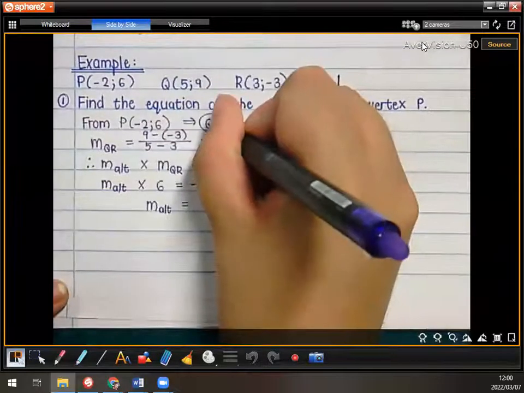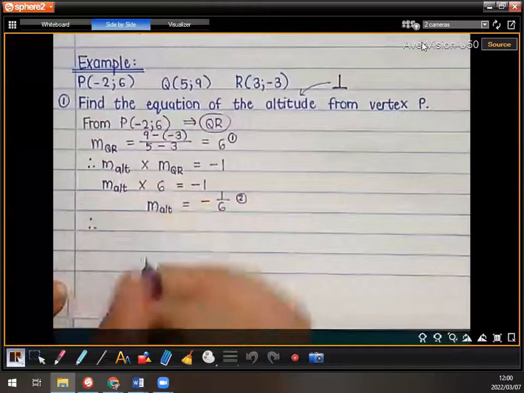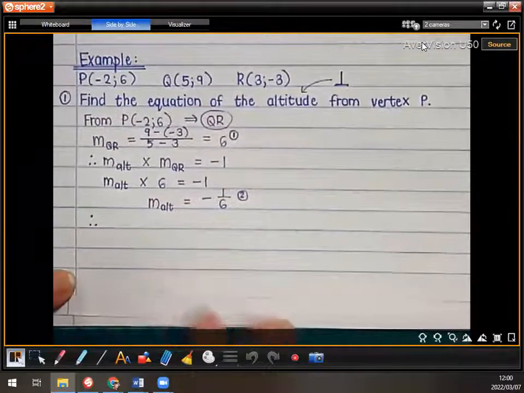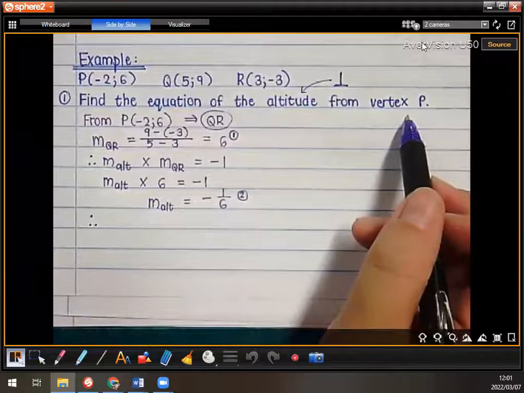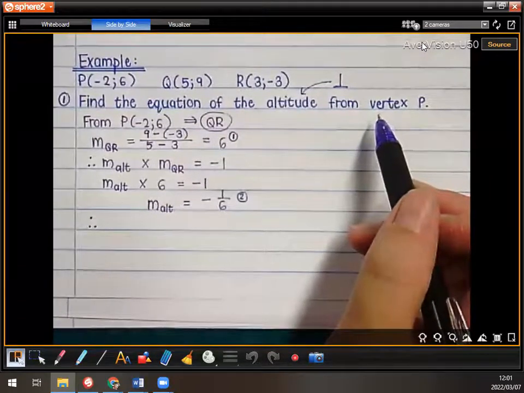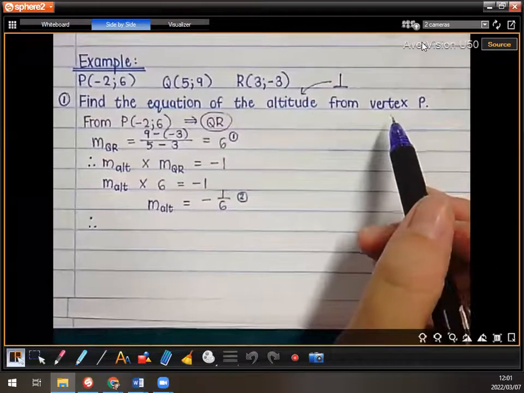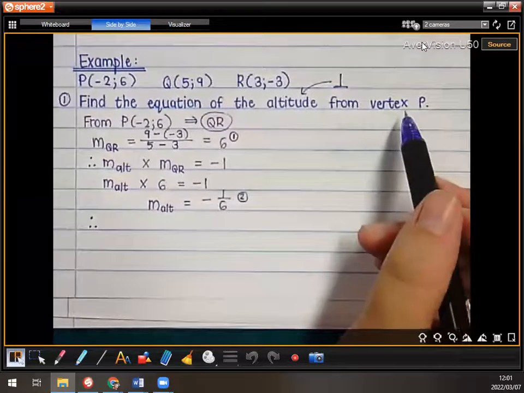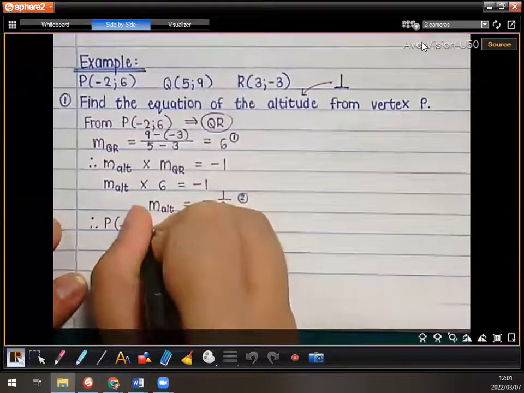Maybe you just want to write there, this was step 1, this is step 2. Therefore, now I'm going to sub in. Which point are we allowed to sub in now, guys? If we're finding the equation of the altitude, remember they said it's from vertex P. So which point must I sub in? What point actually lies on that line? Point P. It's saying from vertex P, so P lies on the line. So P is the point that I'm going to sub in. So I'm going to write here P, negative 2 and 6.